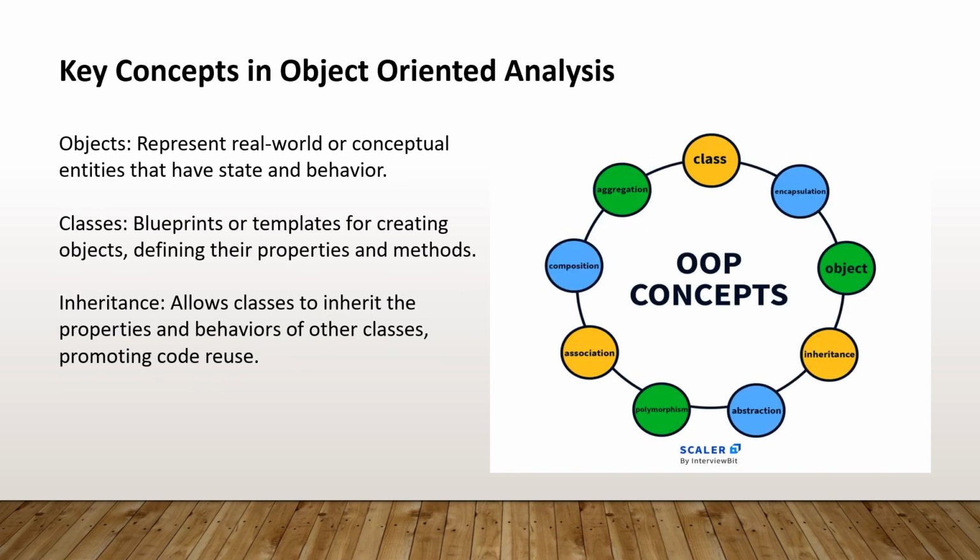Key concepts in object-oriented analysis: objects represent real-world or conceptual entities that have state and behavior. Classes are blueprints or templates for creating objects, defining their properties and methods. Inheritance allows classes to inherit the properties and behaviors of other classes, promoting code reuse. OOP concepts: class, encapsulation, object, inheritance, abstraction, polymorphism, association, composition, aggregation.